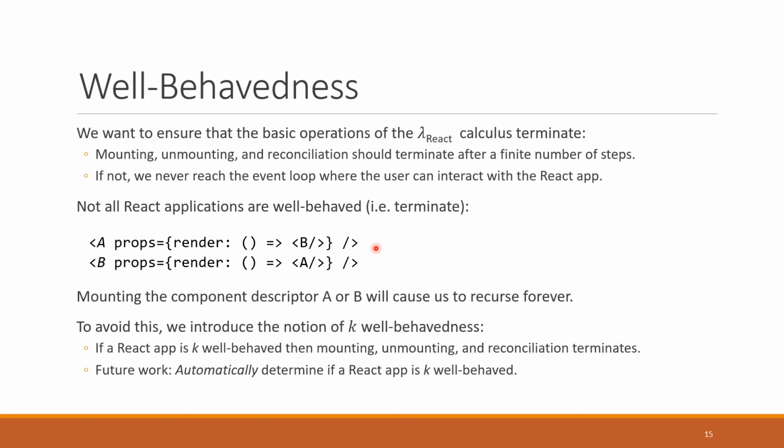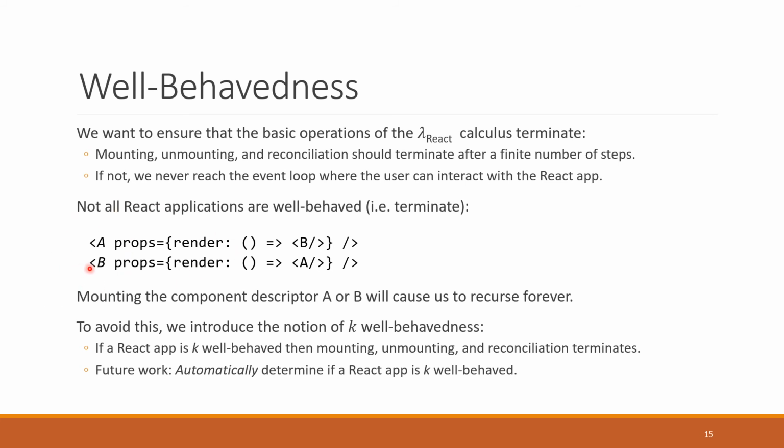And so what we want to do is rule out these programs. So we want to impose some requirement, and when this requirement is true, then we can prove termination of these processes we have defined. And the notion we need is what we call K well-behavedness. So if a React application is K well-behaved, then mounting, unmounting, and reconciliation will terminate. Now in this work, we have not looked at how to actually automatically prove that, but that would be interesting future work.